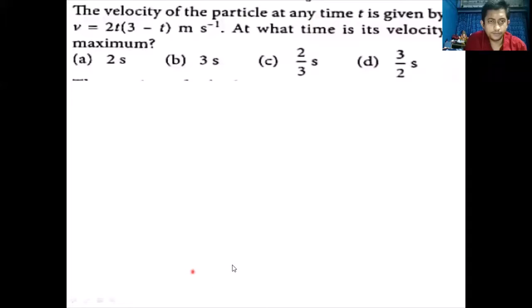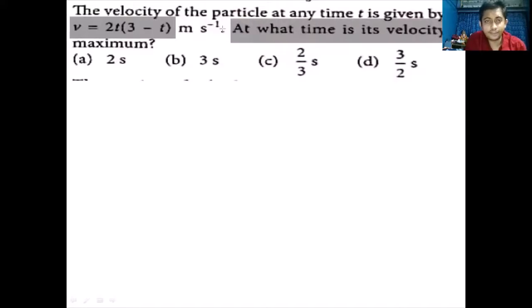Kindly look at the next question. In the question they are telling that this is the velocity of a particle. At what time does the velocity become maximum? This is an application of derivative. You should remember that if a quantity becomes maximum or minimum, then the derivative of that quantity should be equal to 0.